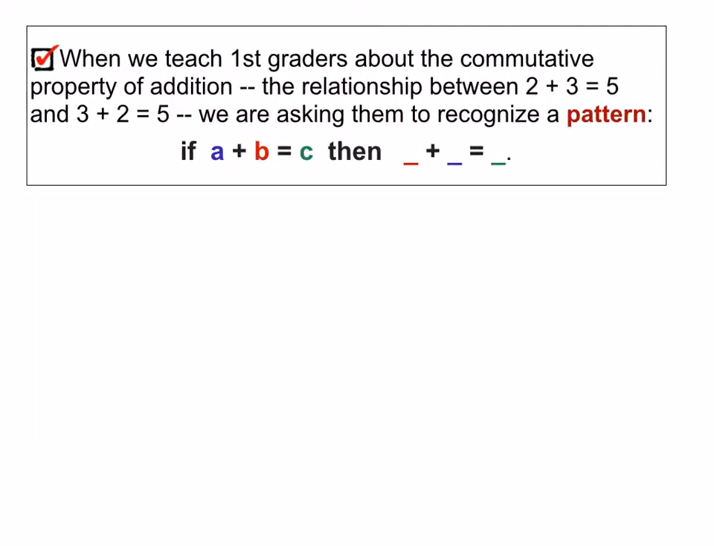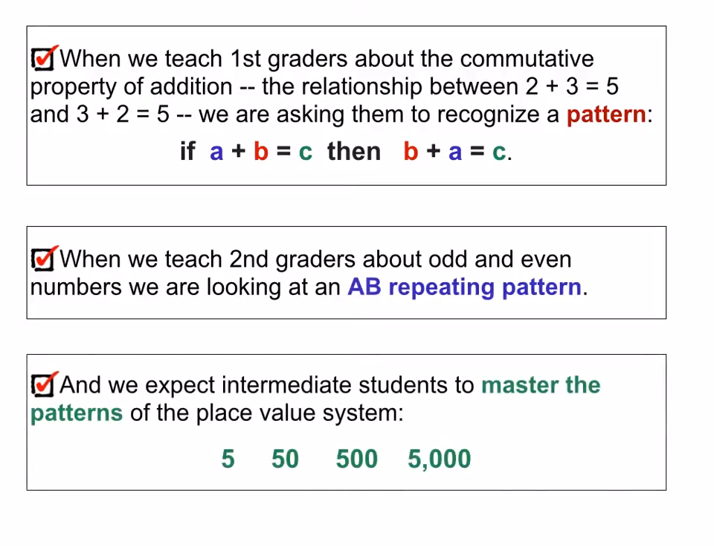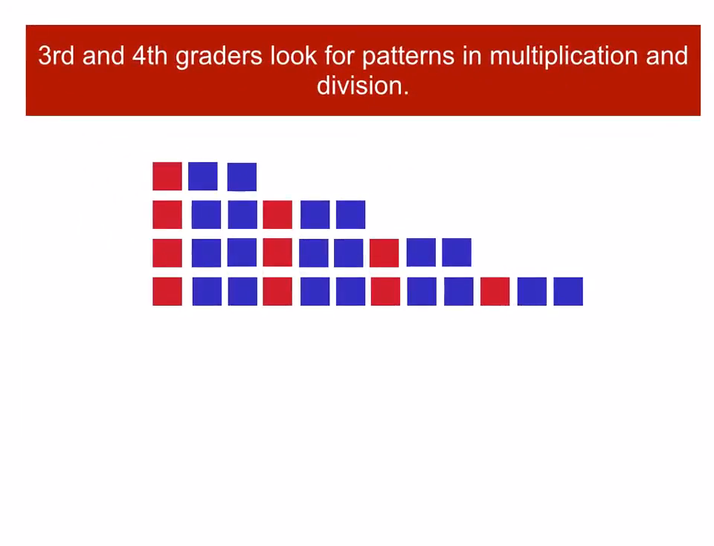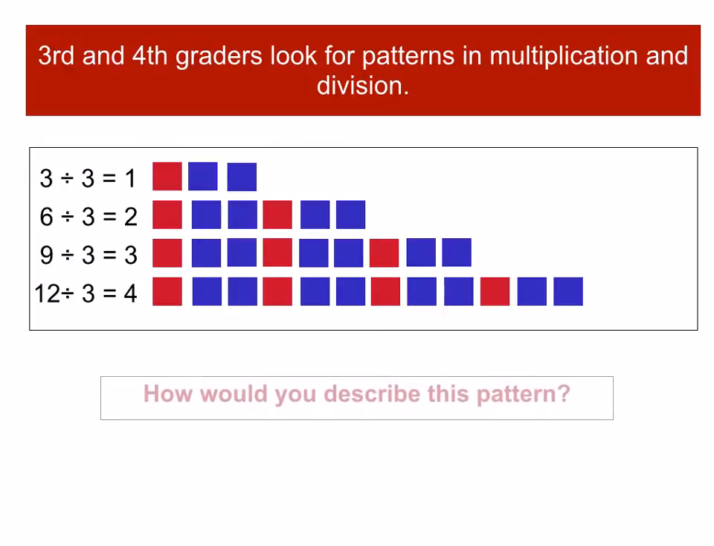When we teach our first graders about the commutative property of addition, we're asking them to recognize a pattern. And when we teach our second graders about odd and even numbers, we want them to see a pattern. And we expect those older students to master the patterns of the place value system. Our third and fourth graders look for patterns in multiplication and division. So how would you describe the pattern you see here?